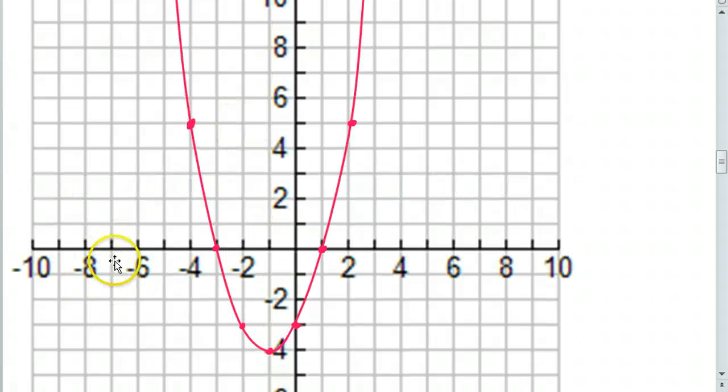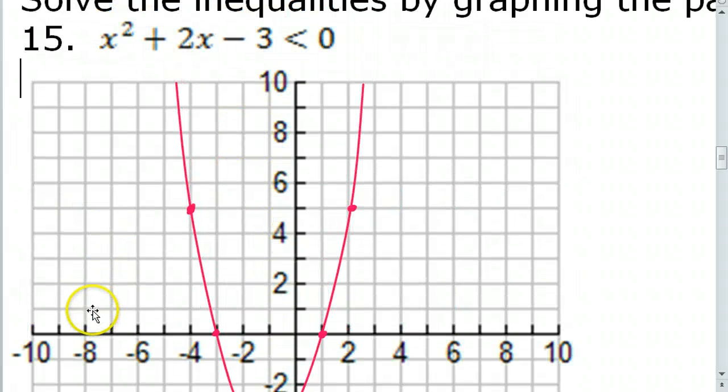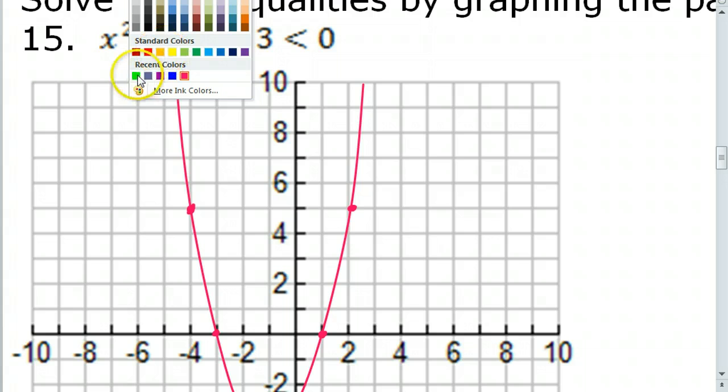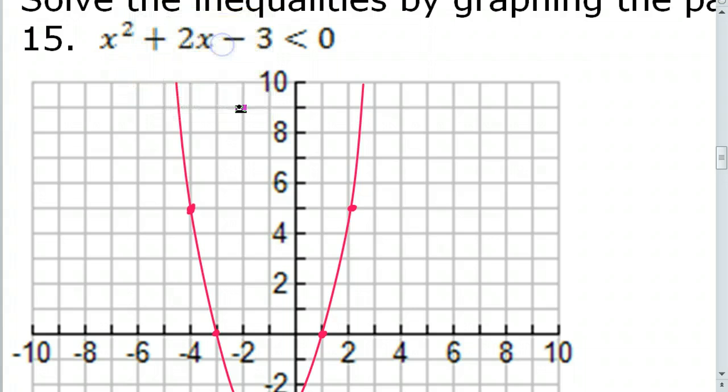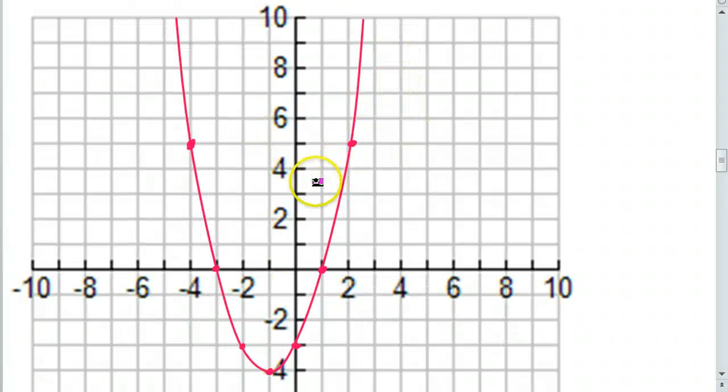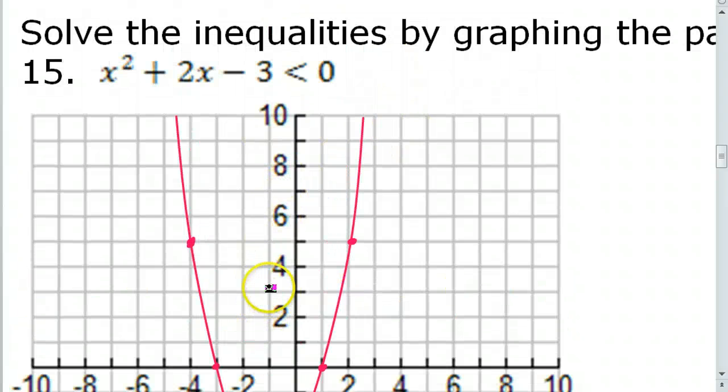Okay, now for these number line type problems, it's all about highlighting. It's not about shading in anything. It's about highlighting parts of the parabola itself. Okay? And so if you have a highlighter pen, I suggest using it. All right? I'm going to use this green color as my highlighter.